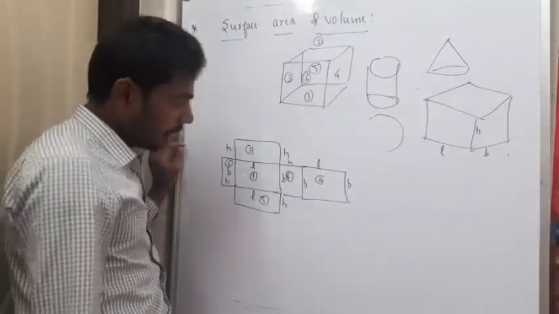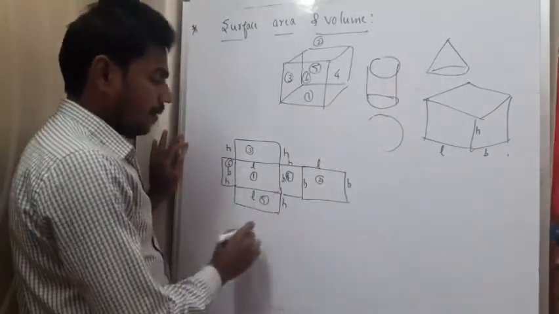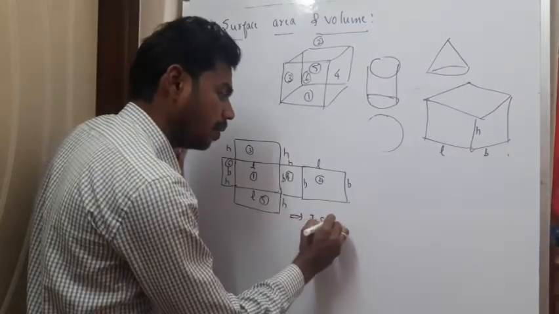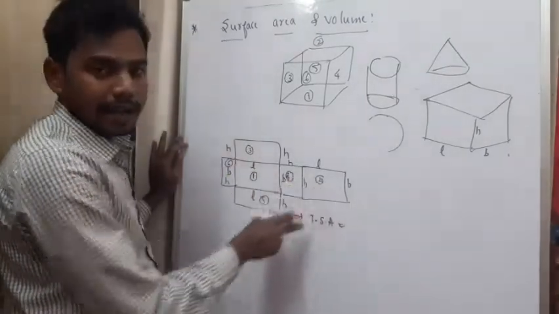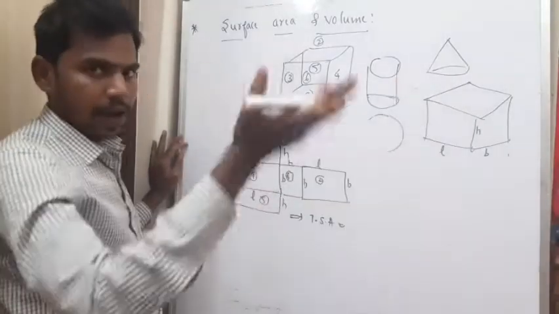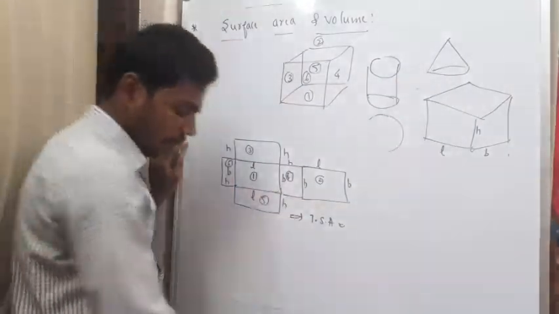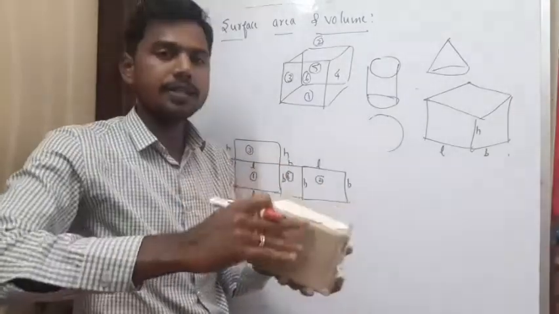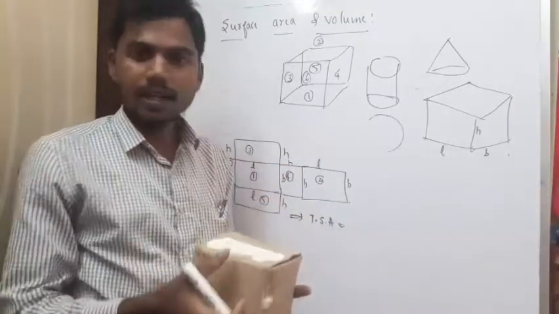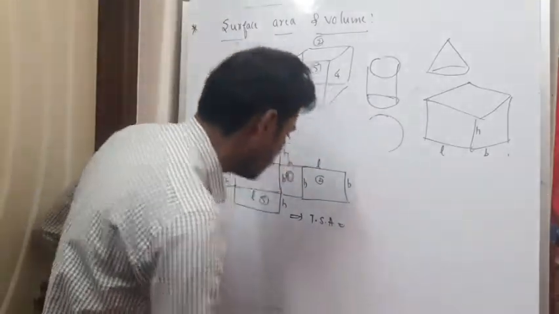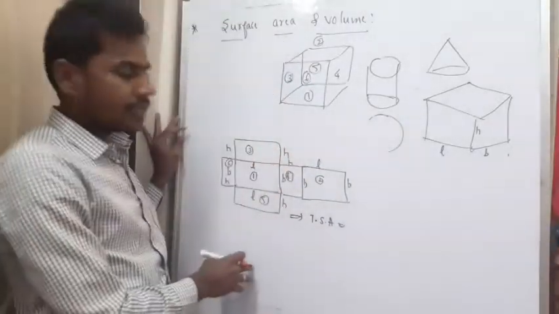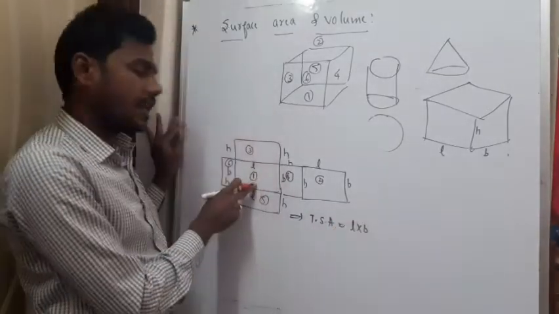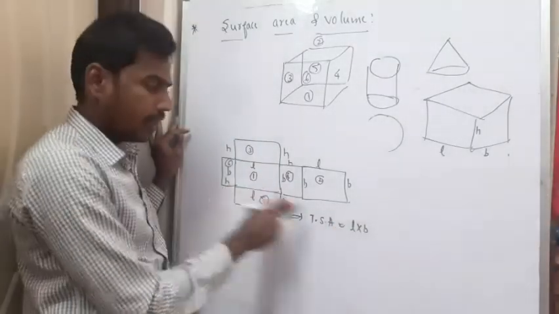Fine. If I want to get the total surface area, I need to add all the areas, then I'll get the surface area. So what is the surface area? I need to measure all the faces and add them, then I'll get the surface area. How am I going to get it? You know, all are rectangular faces. So for this, length into breadth. What is the area of rectangle 1? That is length into breadth.